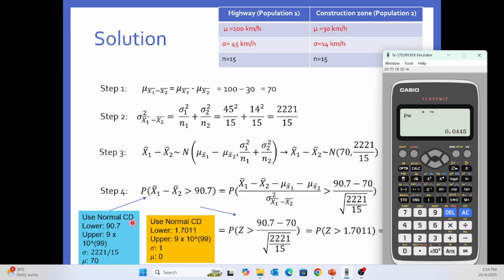And then you use a scientific calculator, Classwiz model, normal CD. If it is greater than, then this will be the low value. If less than, then this value will be the upper, and lower will be the small value. If in between, easy, there will be a lower and upper. And then your mu is from step 1, standard deviation from step 2 with the square root here. If you use a Z score, then key in your mean here as low. For greater than, this is your lower, and then upper is a big number, sigma 1, mu 0.